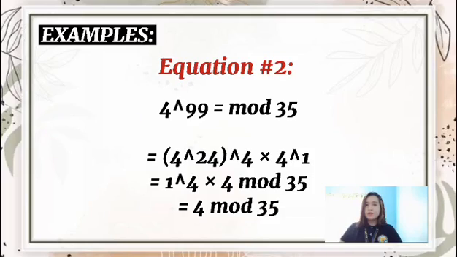So the quantity of 4 raised to 24 raised to 4 times 4 raised to 1. So the value of the quantity of 4 raised to 24 is 1. So 1 raised to 4 times 4 modulo 35. So 4 divided by 35 is equal to 4 modulo 35.